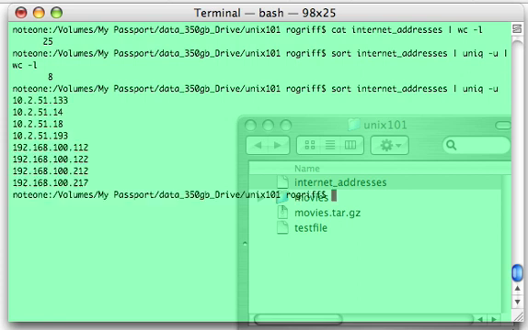And that's it. For more options and uses of the uniq command, look at the man page.